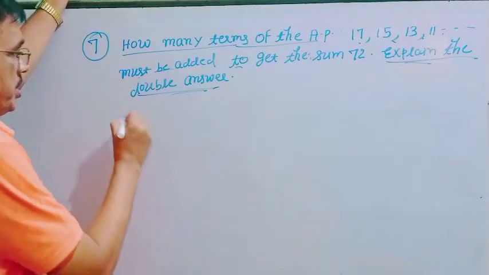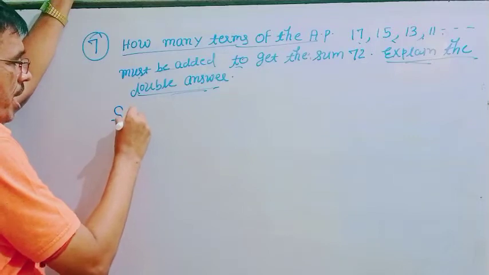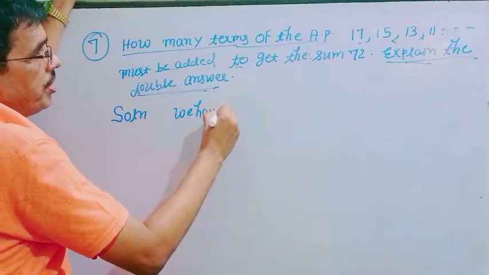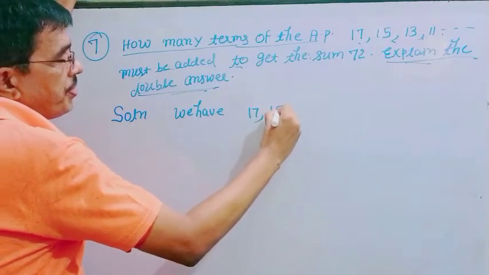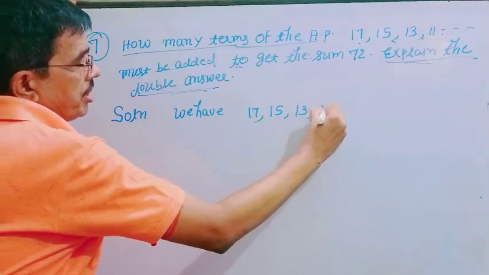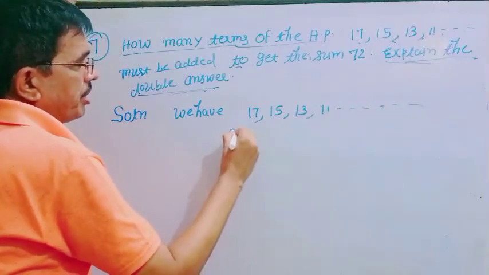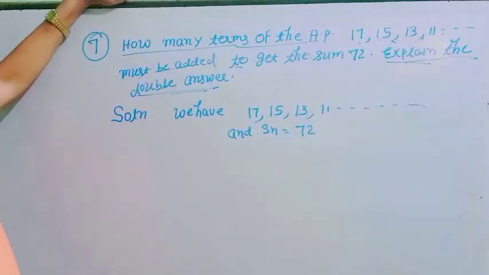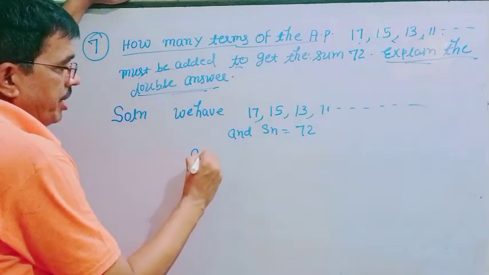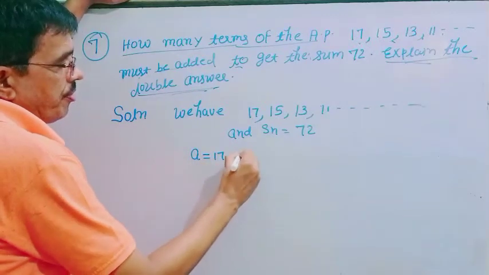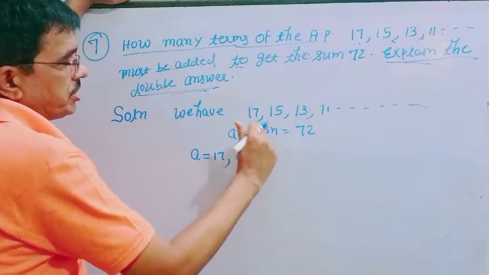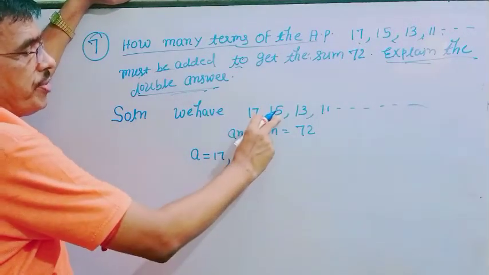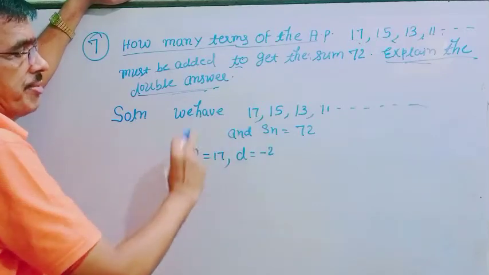Now see here, first you write the solution. We have 17, 15, 13, 11 and Sn is equal to 72. This is given. So we write here what is a: a is 17. What is d? d is minus 2. 15 minus 17, always find d from T2 minus T1. So 15 minus 17 is minus 2.